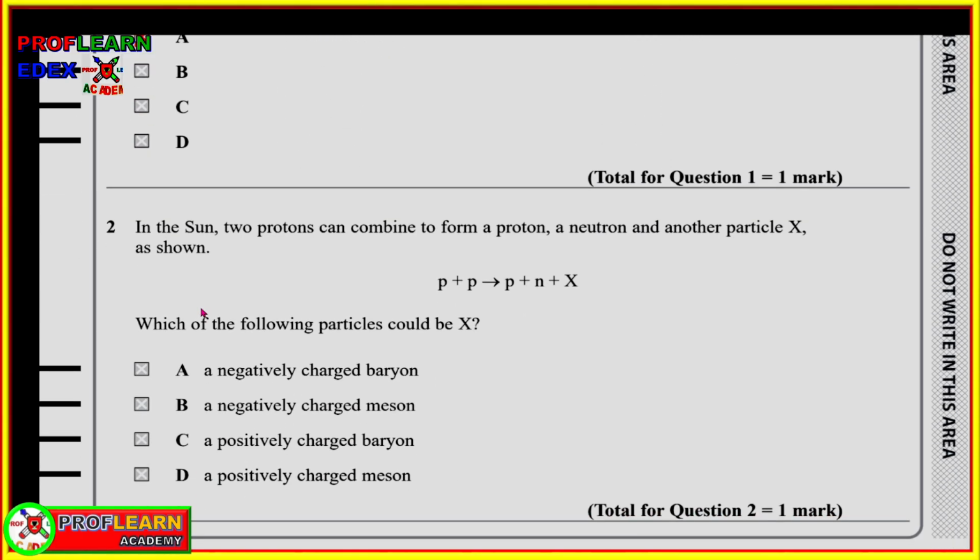In question 2, we are told in the sun, two protons can combine to form a proton, a neutron, and another particle X. Which of the following particles should be X? So the reaction is P plus P, right? So proton plus a proton, we have a proton plus a neutron, then plus X.